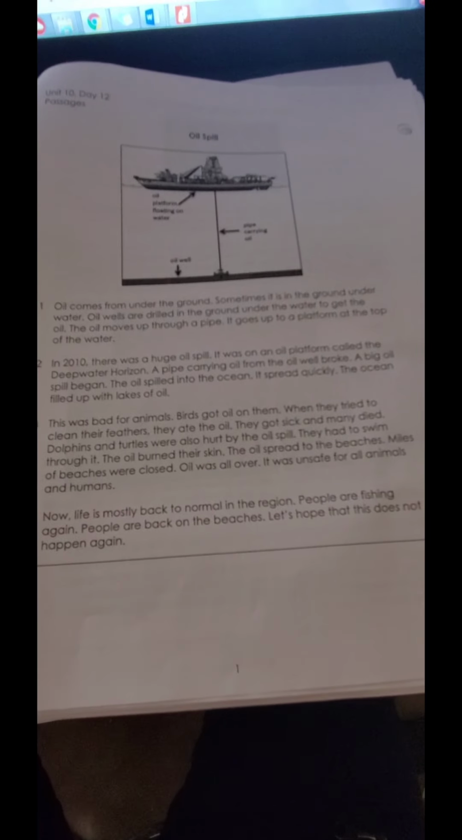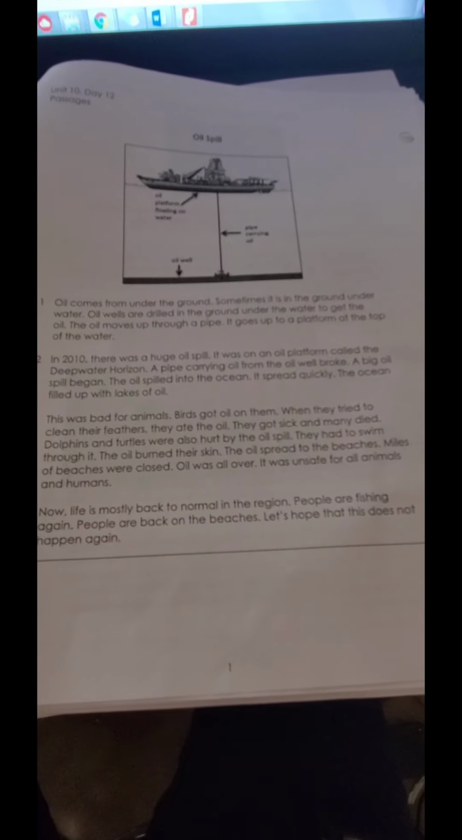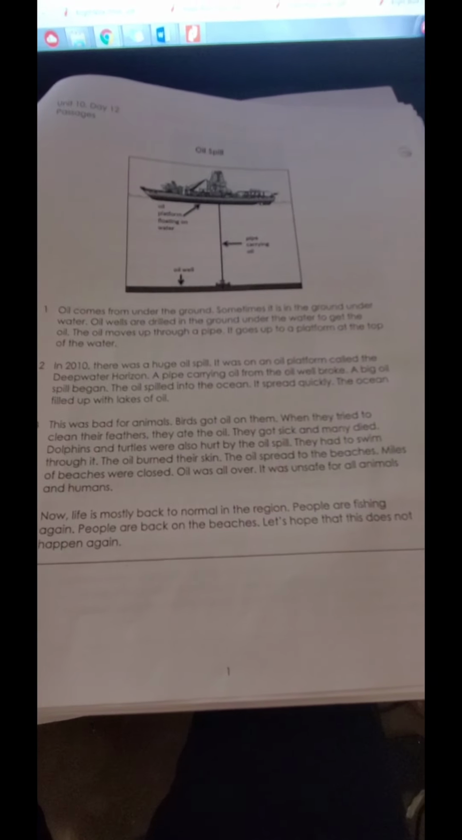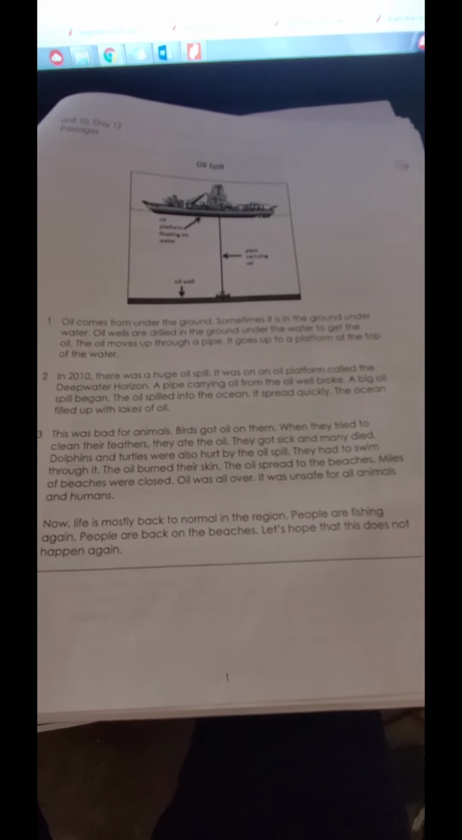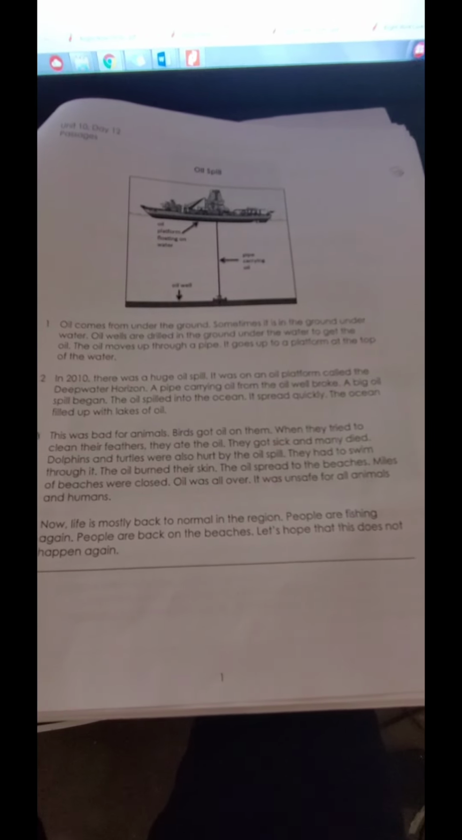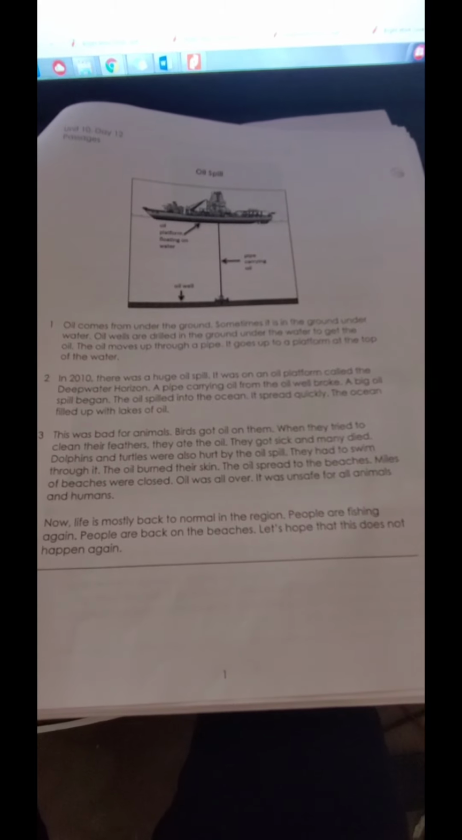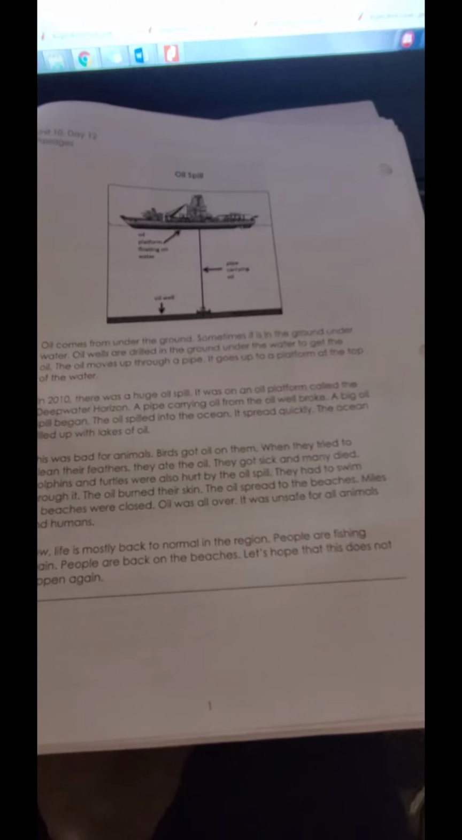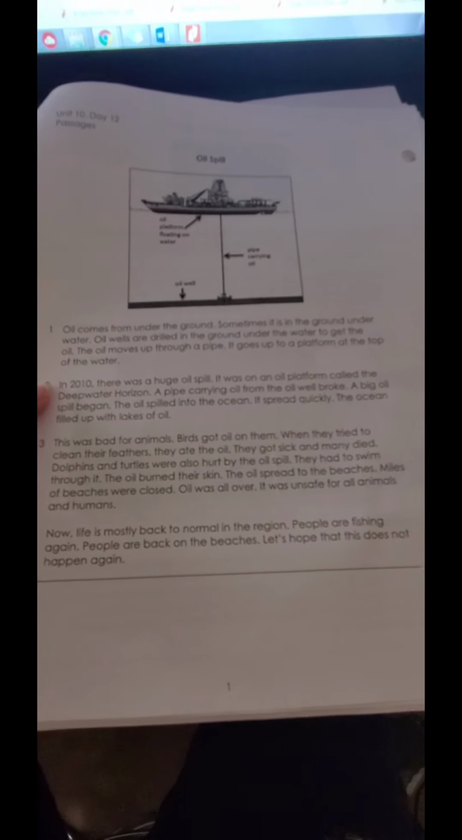Paragraph 2. In 2010, there was a huge oil spill. It was on an oil platform called the Deepwater Horizon. A pipe carrying oil from the oil well broke. A big oil spill began. The oil spilled into the ocean. It spread quickly. The ocean filled up with lakes of oil. So paragraph number 2 is talking about a big oil spill that happened in 2010.